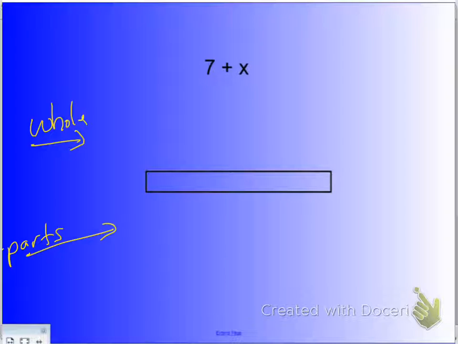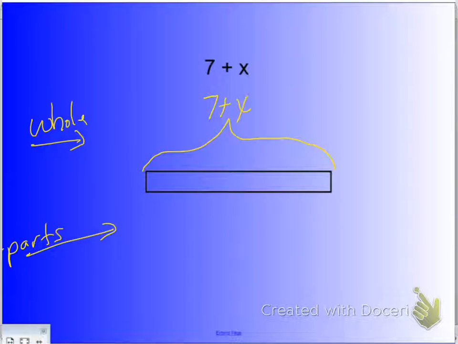So think about an addition problem. This is just an expression, but if you had a full equation, you're taking two parts, you're combining them to create a whole. So to label the whole on this bar, we've got 7 and we have x that we are combining together. If we knew what x was, we could put one number here, but since we don't, we have to just write the whole expression, 7 plus x at the top.